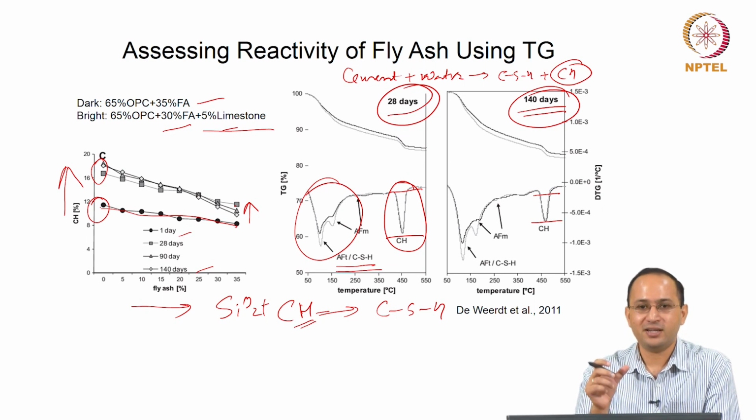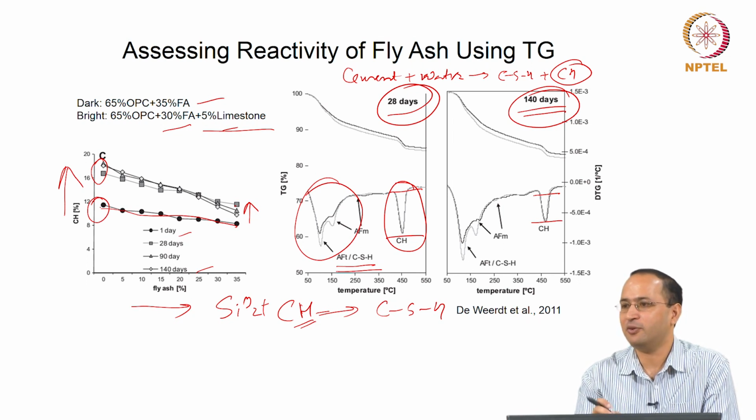So, it is a very good way to assess the reactivity of pozzolans using thermogravimetry, by quantifying the amount of calcium hydroxide, because that is what it directly corresponds to. Pozzolanicity means reaction between the amorphous phase of your pozzolan and calcium hydroxide. So, by finding out how much calcium hydroxide is left, you can tell how much has been consumed.